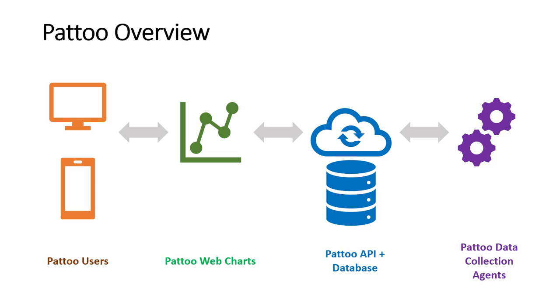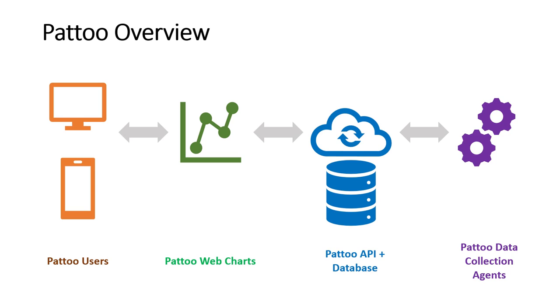Welcome to the review of the Pattoo Agents software project that the Palisades Foundation has on its GitHub account. For those of you who may not know, Pattoo is a piece of software that allows you to track data over time. It's done through the use of various types of data collection agents, which then post data to a central Pattoo API server, which has a database, a relational database, usually MySQL.